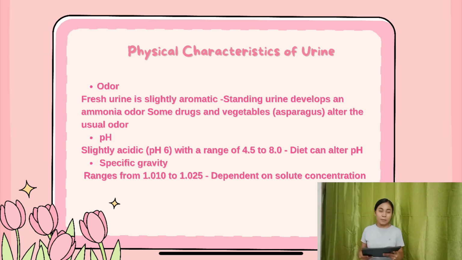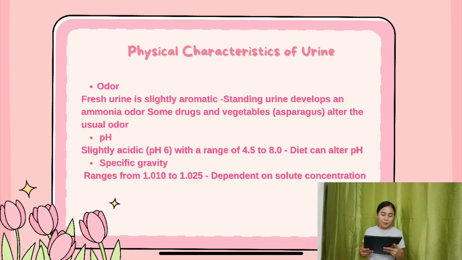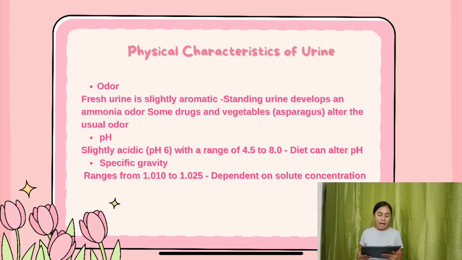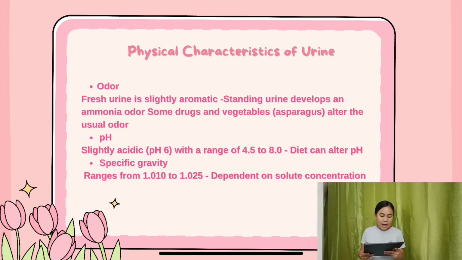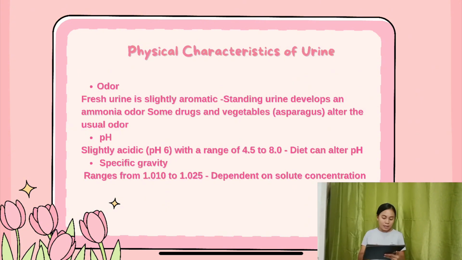Sa fluids in health naman po, if you're dehydrated, your body tries to conserve water. So your urine will be more concentrated, higher specific gravity. If you drink a lot of water, it gets diluted, lower specific gravity po yun. And some medical conditions can also change the specific gravity of your urine. For example, if you haven't had enough water, your urine will be darker and smell stronger because it's more concentrated. If you drink lots of water, it will be lighter and less strong po.